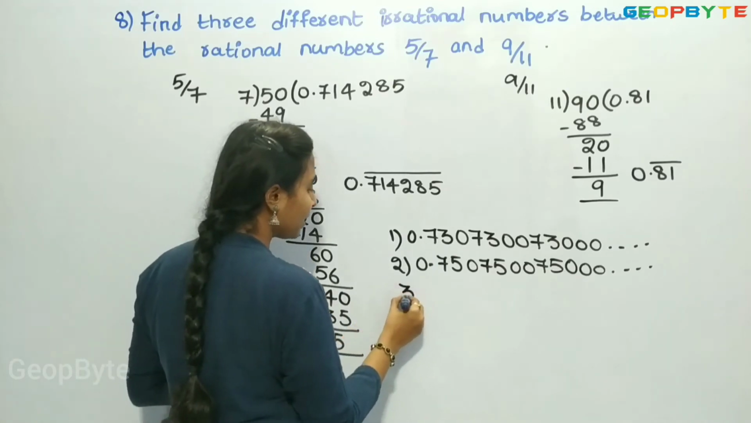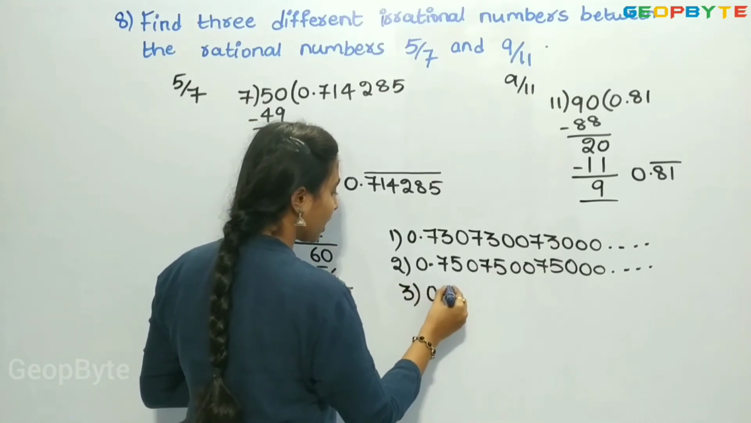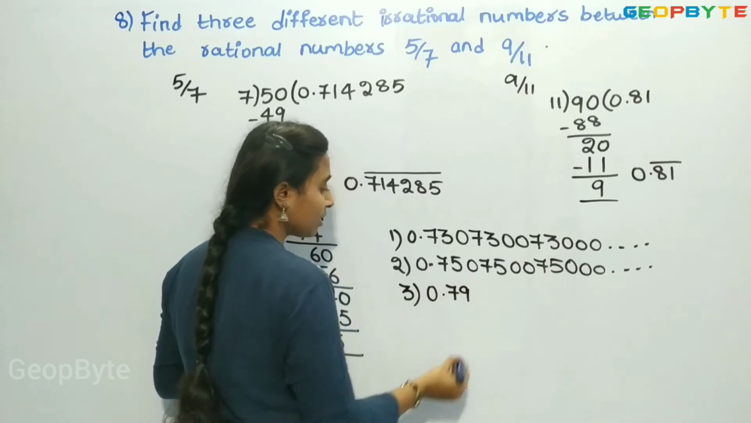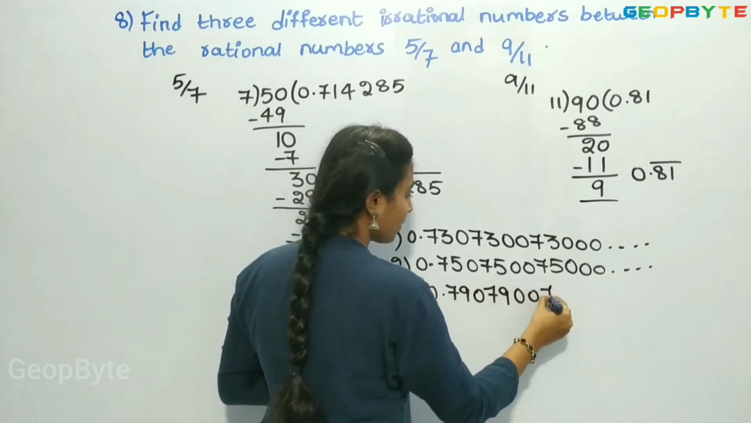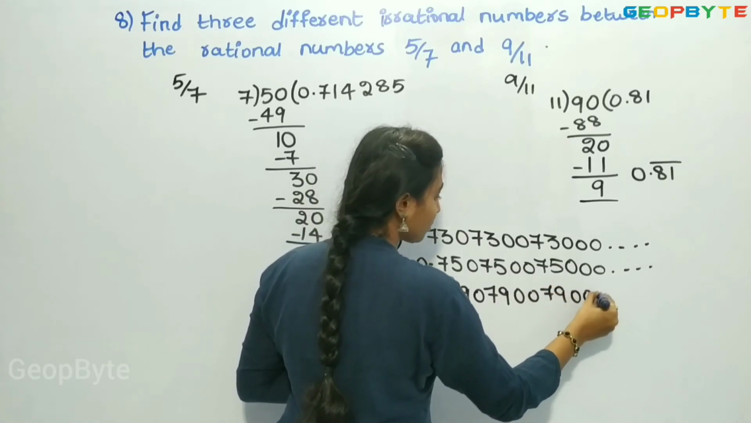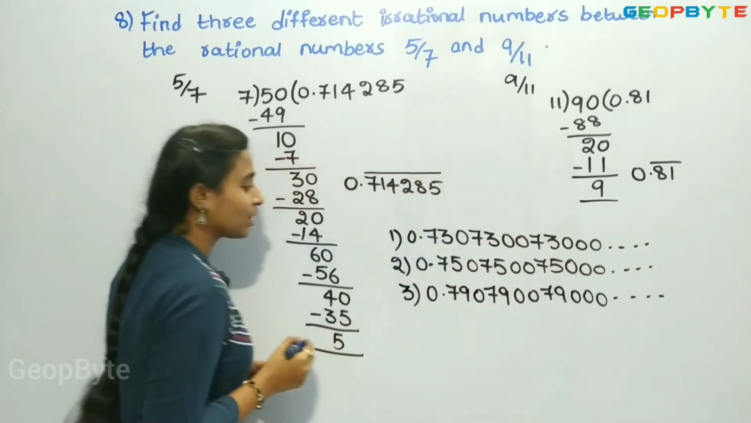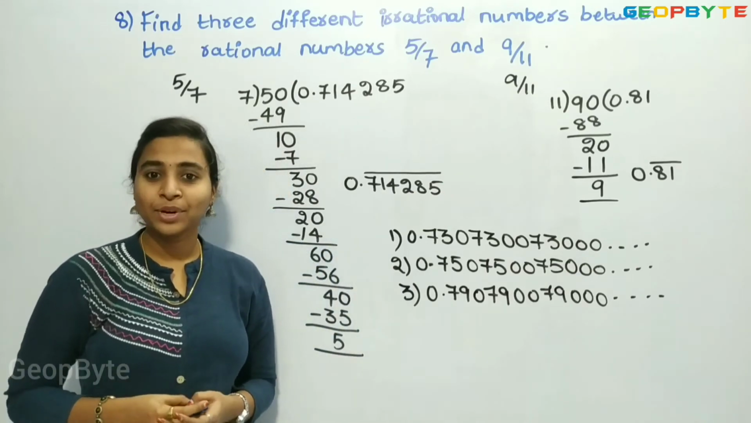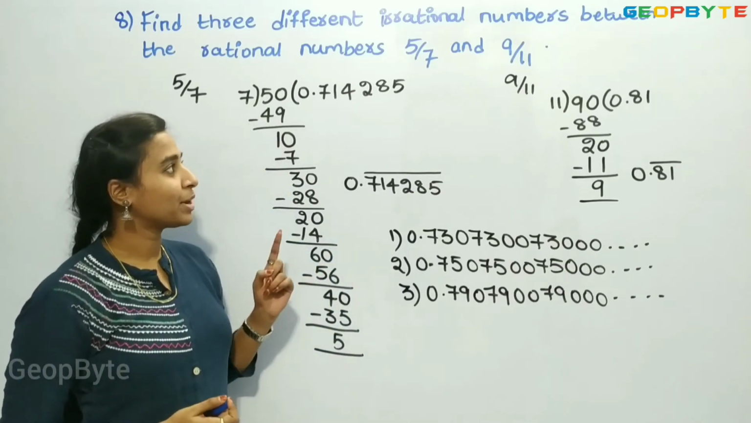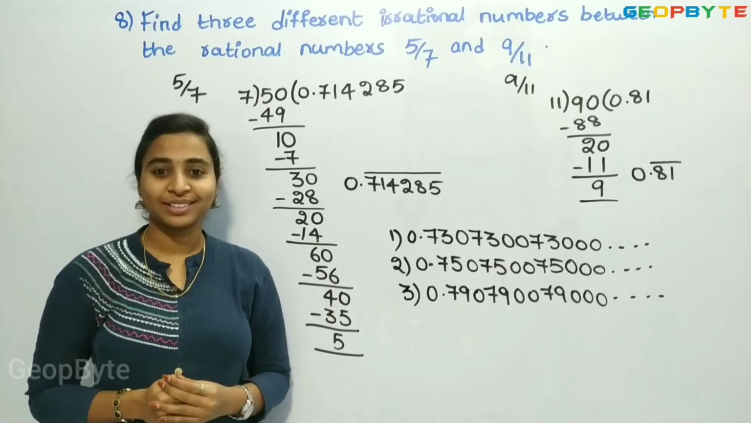And one more can be 0.79, 0.079, 0.0079, 000 and so on. So these can be the 3 irrational numbers in between 5 by 7 and 9 by 11.